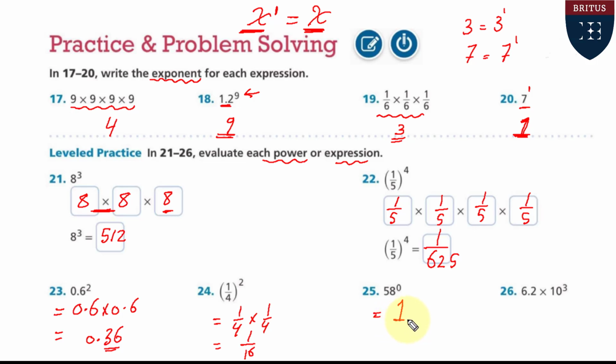Any number raised to the power 0 equals 1. Don't forget this. 6.2 times 10 raised to the power 3. Just move the decimal point to the right 3 digits. So we get 62 and double 0. So we get 6,200.